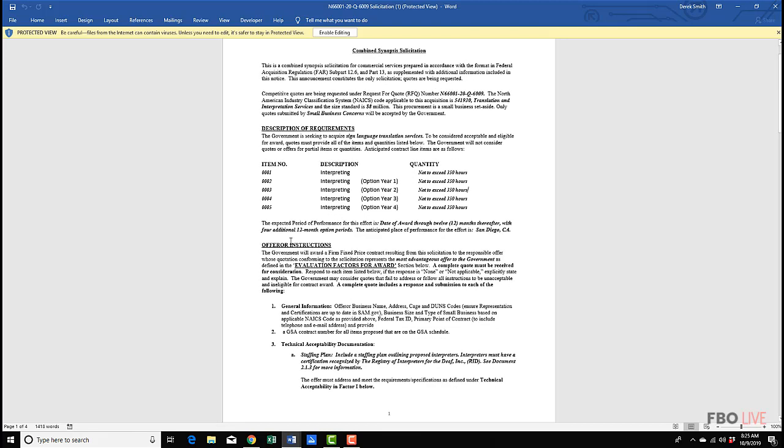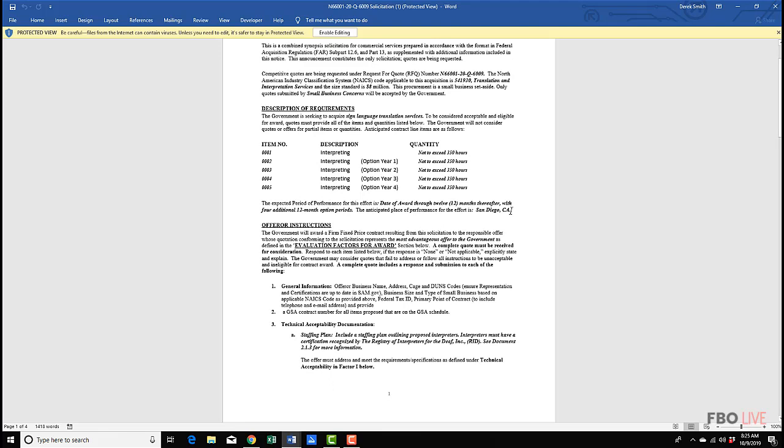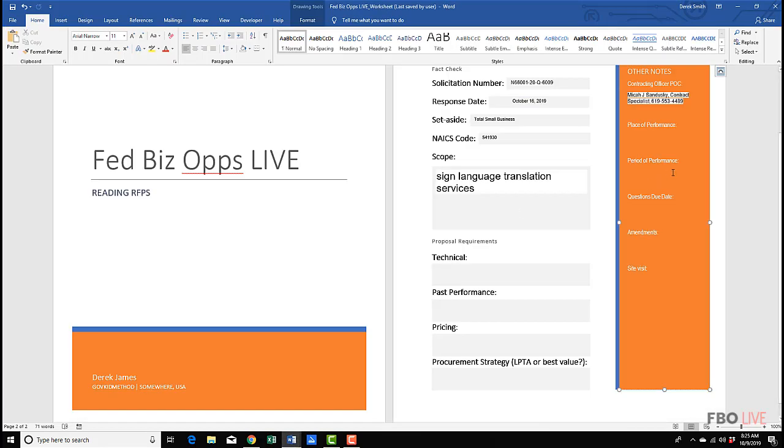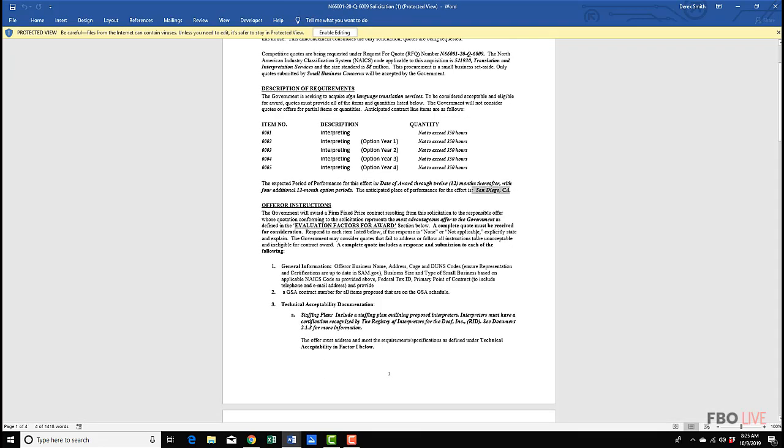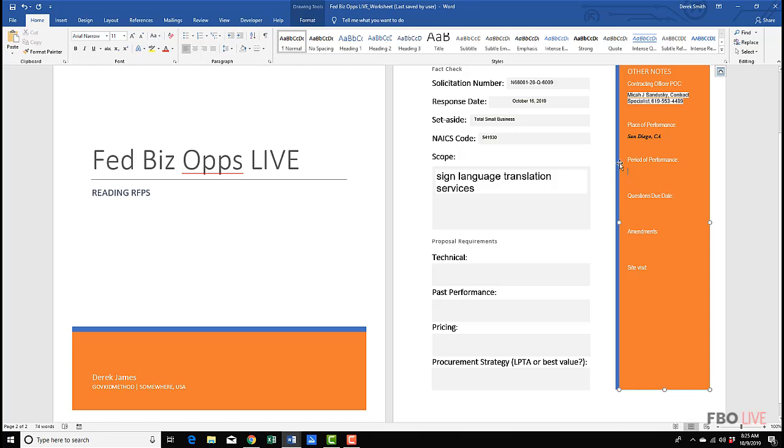Let's see what else I have to say here. The expected period of performance is 12 months. Date of award through 12 months after. So whenever it was awarded plus 12 months, and then for an additional 12-month option periods will commence after that. The anticipated place of performance is San Diego, which they're not telling us exactly where, but we'll just add place of performance in the sidebar here. We kind of already knew that based on the title, and then also the period of performance is 12 months after.